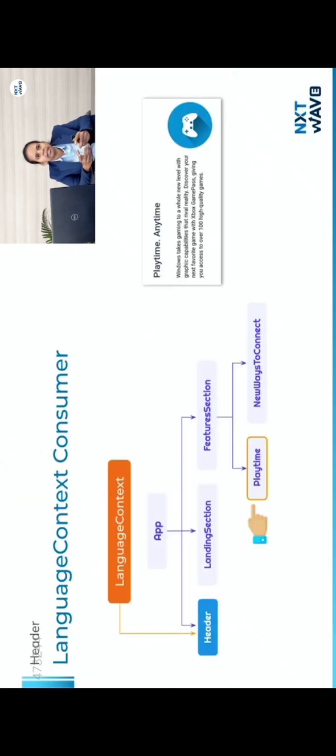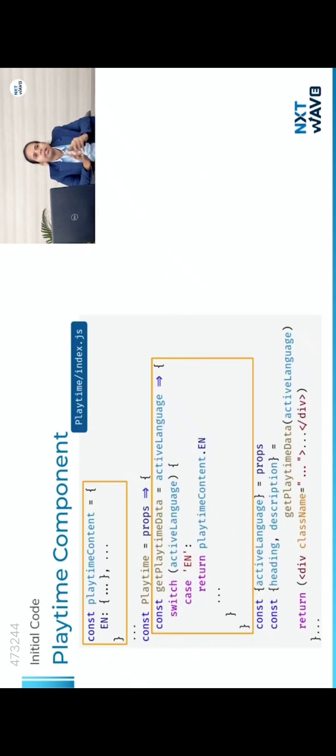Here you can see that we have the playtime component. Let's make use of this language context in the playtime component. In the playtime component, you can see on the top we have the content. Based on the language, the appropriate content is maintained in that object. And within the component, we have a method, get playtime data, based on the active language. The playtime content will be returned from there, and we are appropriately adding them in the JSX and returning. Okay, so now let's include context here.